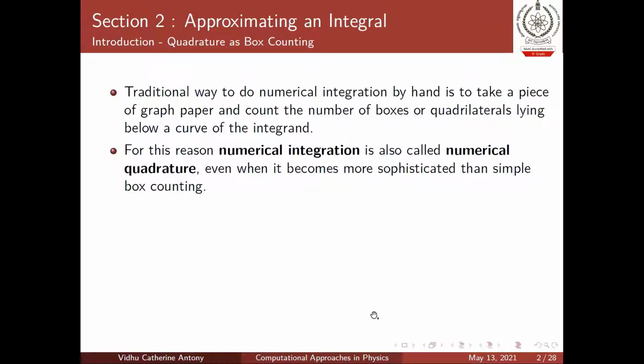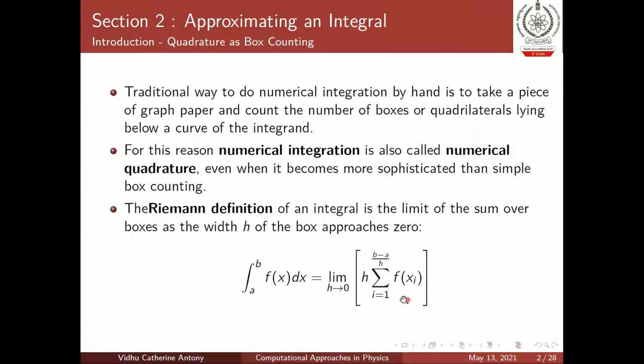So when we're talking of numerical integration, we can also say numerical quadrature, because even though the technique is now more sophisticated, in essence you're doing box counting, and that's all integration is. You're just counting tiny boxes. Now let's look at the Riemann definition of an integral. In essence it's the same thing. The Riemann integral is the limit of the sum over the boxes as the width h of the box approaches 0.